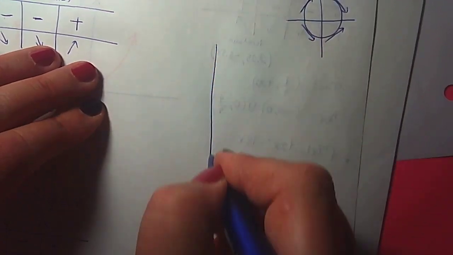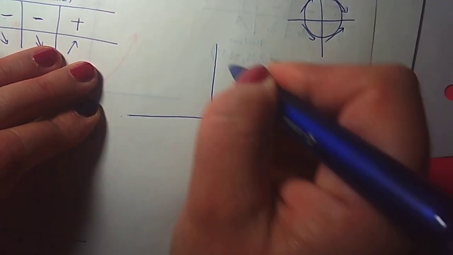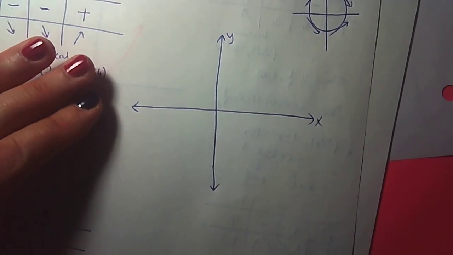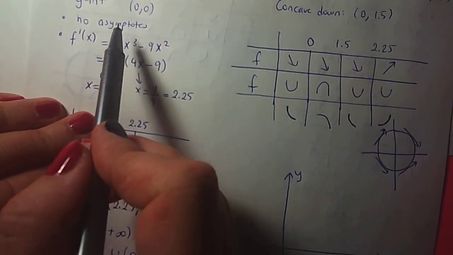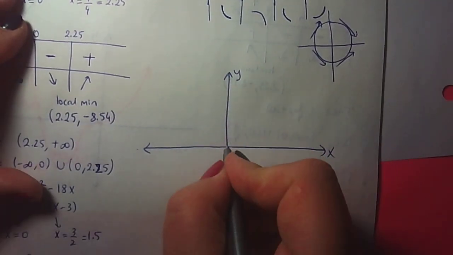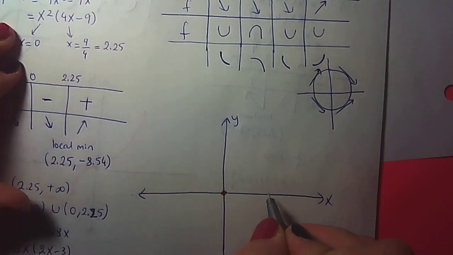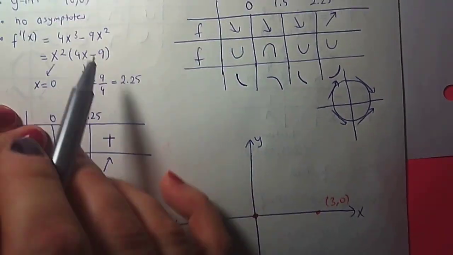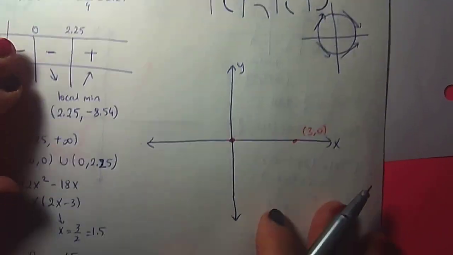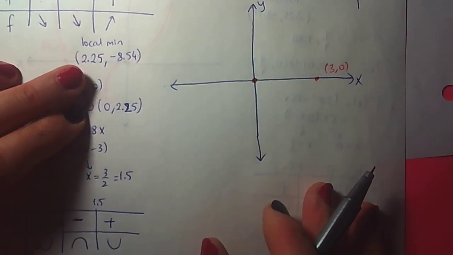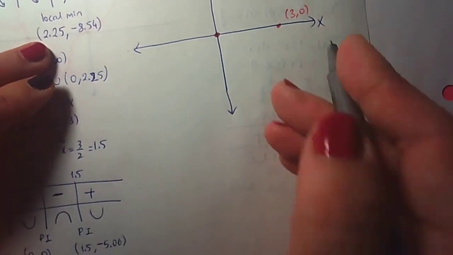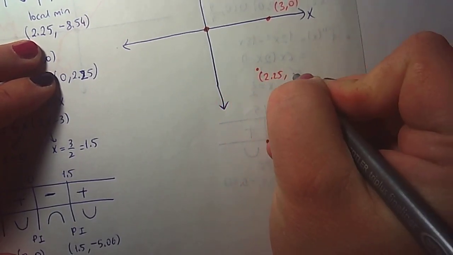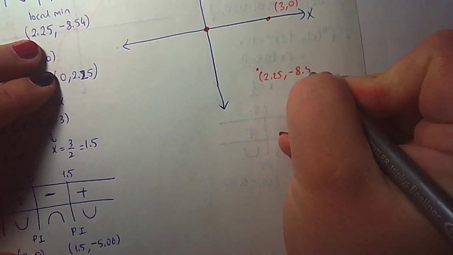Now let's sketch. First I'll draw the x and y axis. Let's put our x and y intercepts, 0, 0 and 3, 0. The y-intercept is again 0, 0. We already put that point in our graph. Let's put the local minimum. It is happening at 2.25 and negative 8.54.